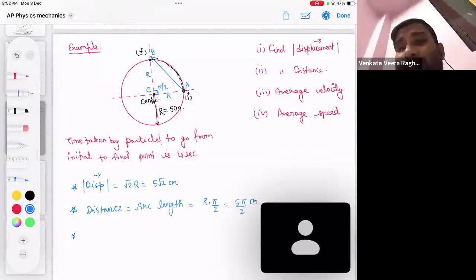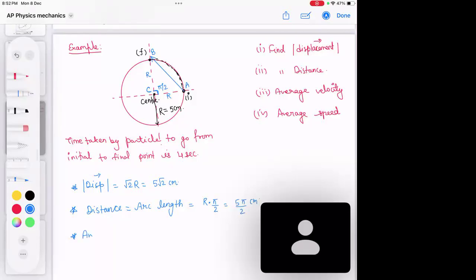Now tell me, what is going to be the average velocity here?